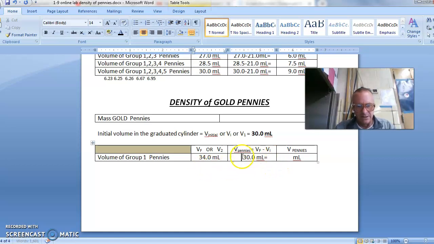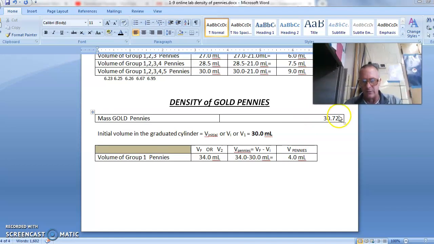That means the volume of those pennies, if we plug in 34 right there on our data table, the volume of the pennies themselves, they displaced 4 milliliters of water. So the volume of the gold pennies is 4. The mass of the gold pennies was 30.72. As we can see right here, we typed in 30.72. Now, in order to find the density, we would take the mass of the pennies, 30.72, and divide it by 4.